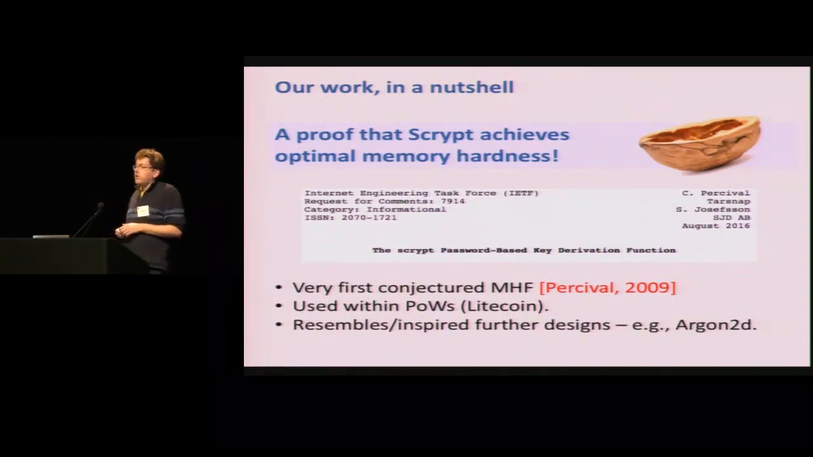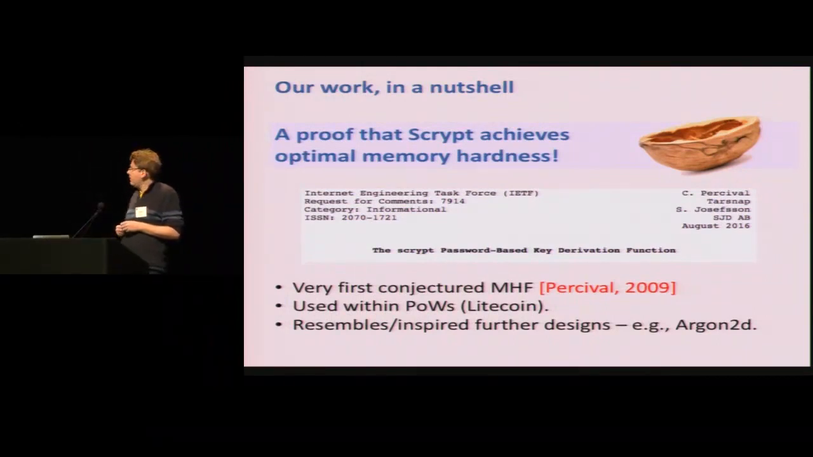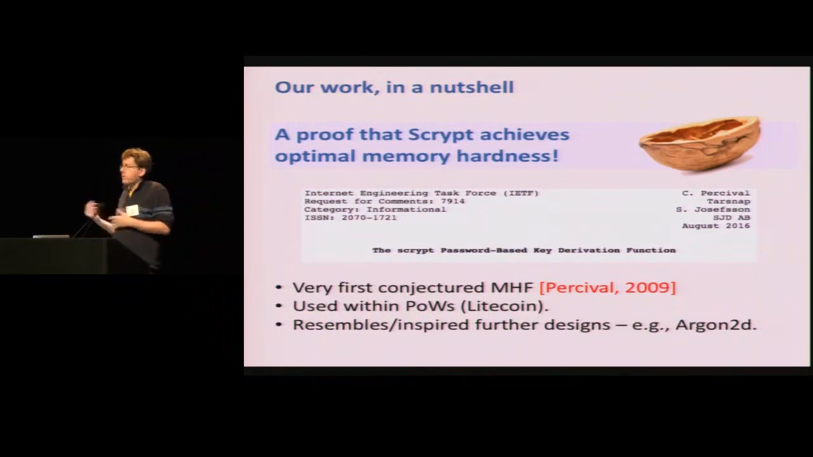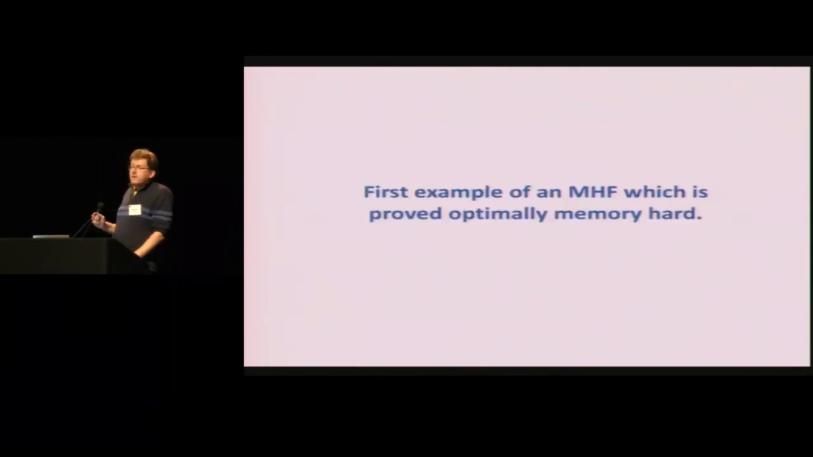It has found usage, and it is the object of a recently published RFC. It is also used within cryptocurrencies for proofs of work, in Litecoin and other lesser cryptocurrencies. And also, it inspires other designs. You can find ideas from scrypt, for example, in Argon2d, one of the two winners of the Password Hashing Competition. And let me stress that this is interesting in practice, but also from a theoretical standpoint, this is the first example of a memory hard function that we can prove optimally memory hard. So even in theory, not just in practice.